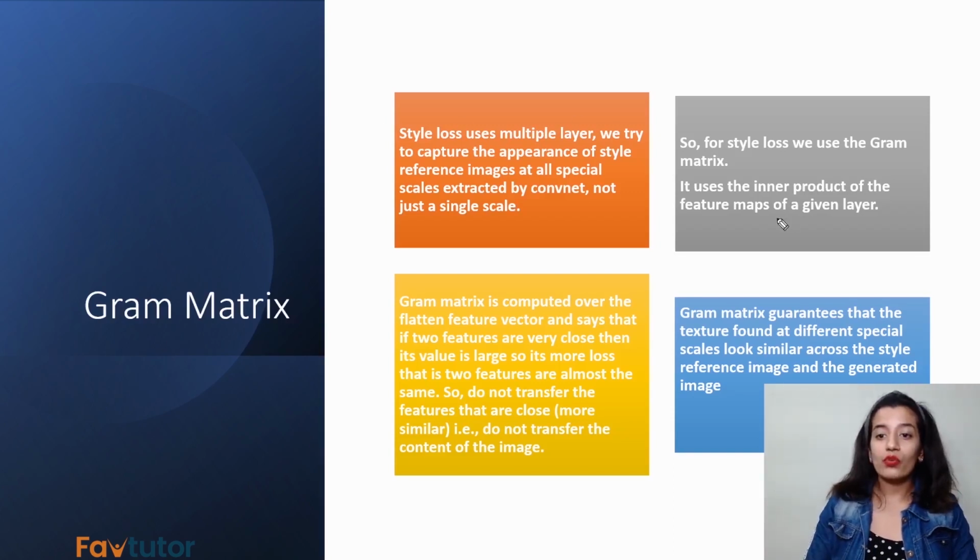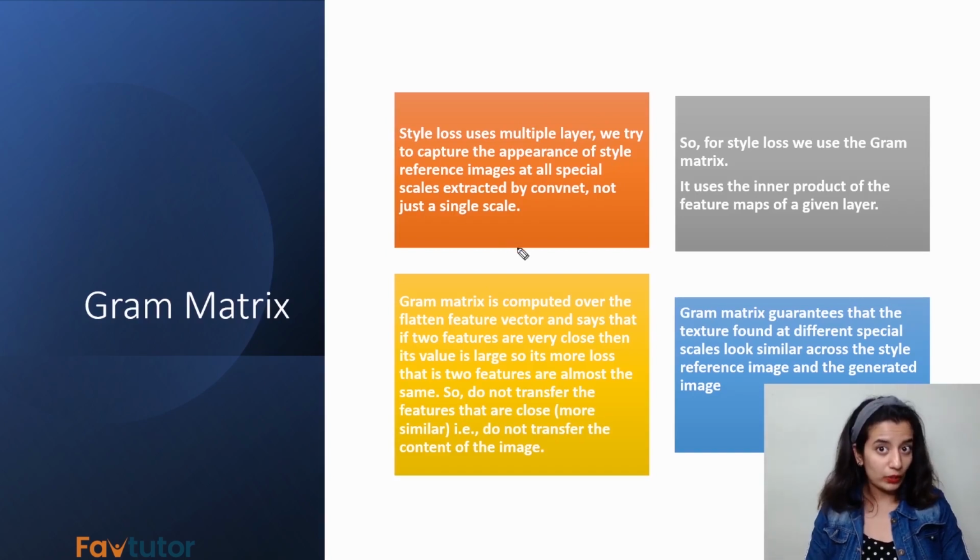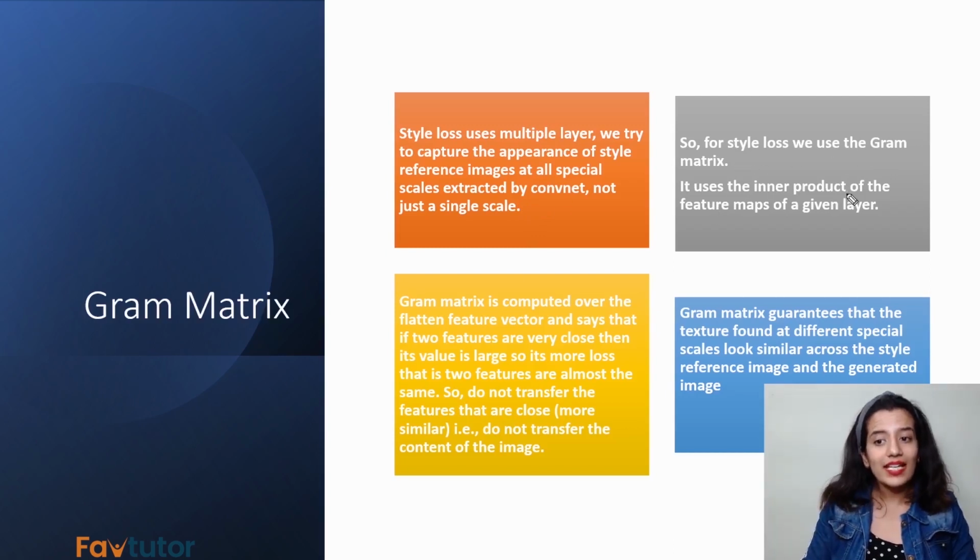Okay. So for the style loss, to understand and extract all the information, all the style, we use the gram matrix. It uses the inner product of the feature maps of a given layer. So basically, the gram matrix is a kind of matrix which performs the inner dot product.